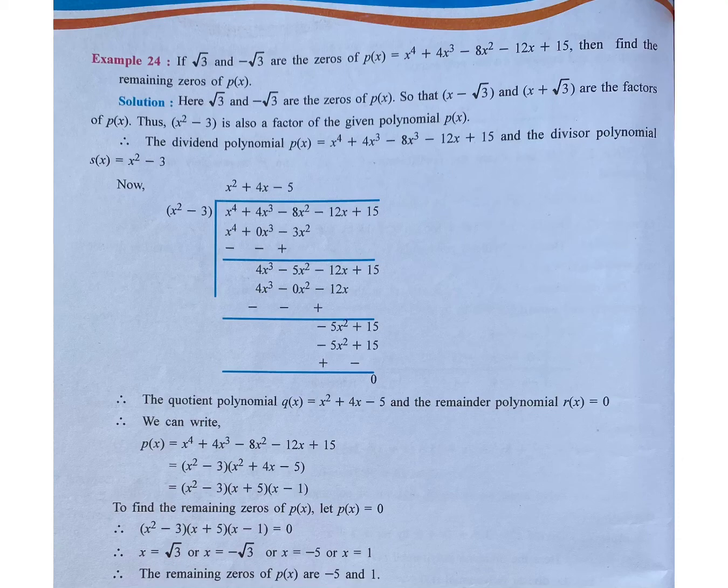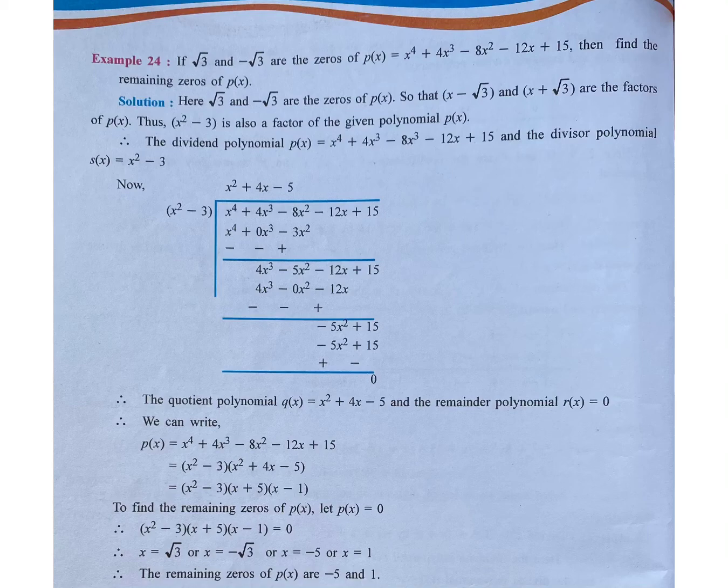Now for division, multiply 4x with x square, you will get 4x cube. 4x with minus 3, you will get minus 12x. Here you can see there is no term containing x square. So here it is written minus 0x square. Now the next step is you have to change these signs.